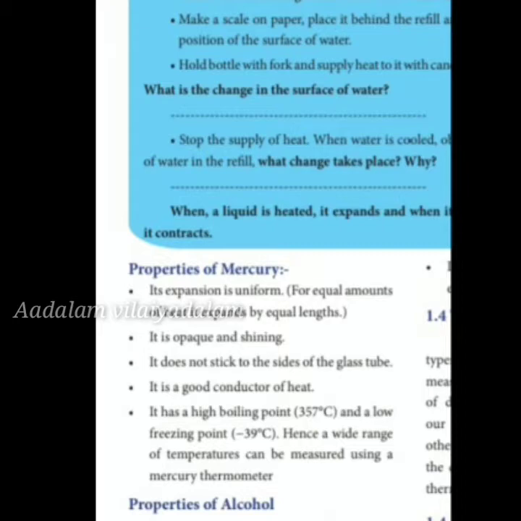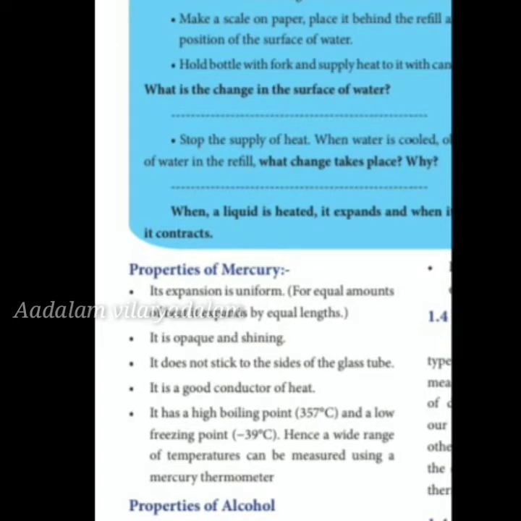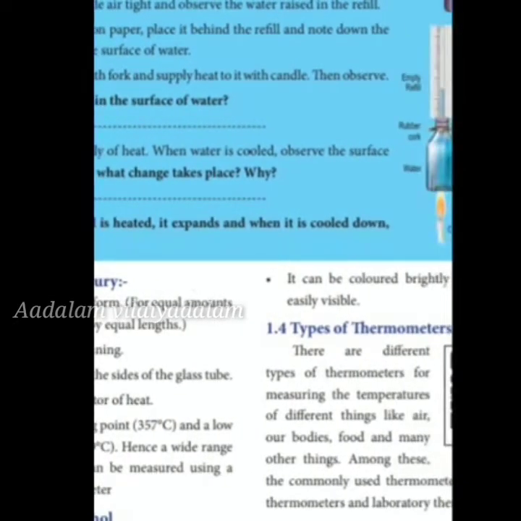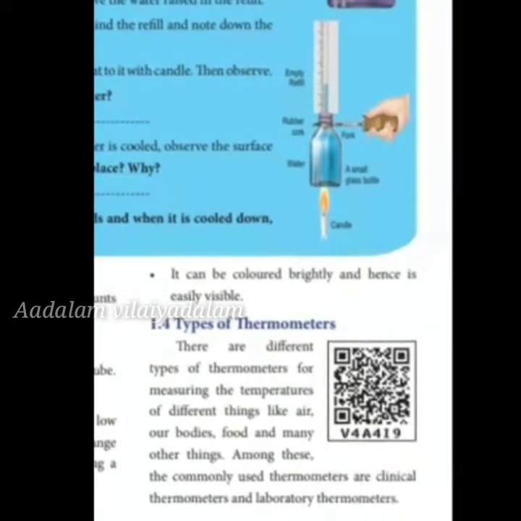Properties of alcohol. The freezing point of alcohol is less than minus 100 degrees C. So, it can be used to measure very low temperatures. Very low temperatures can only be measured using alcohol, but mercury can be used for high temperatures. In expansion per degree Celsius rise in temperature, alcohol gives you high expansion. That is, for a little temperature change it expands a lot. It can be colored brightly and hence it is easily visible. Alcohol can be colored.